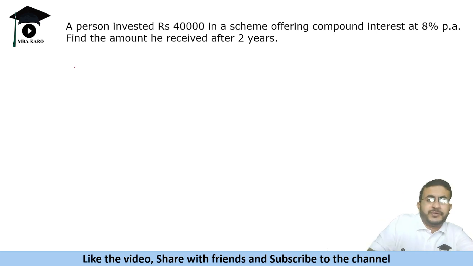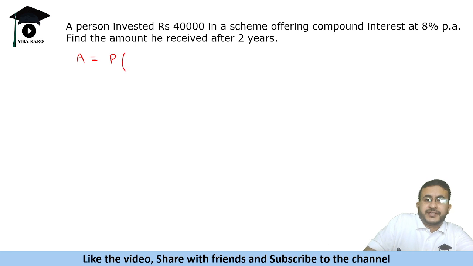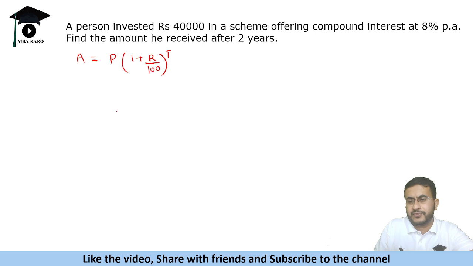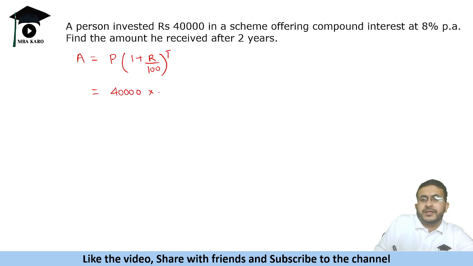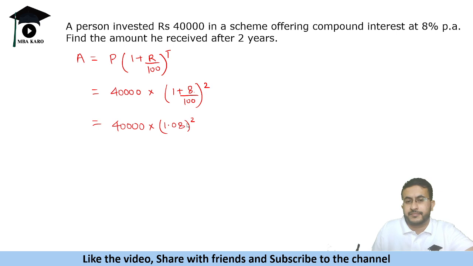A very simple thing to understand is that you should know the formula. We will obviously do a chapter on compound interest and there also we will apply these techniques. So we have 1 plus r by 100 raised to the power t. This is the formula for amount. Principal here is 40,000, 1 plus r is 8 by 100 raised to the power 2. Now we will get 100 plus 8, 108 by 100, that is 1.08 whole squared.